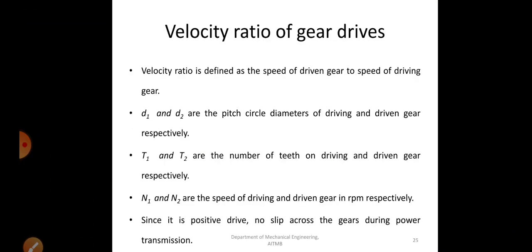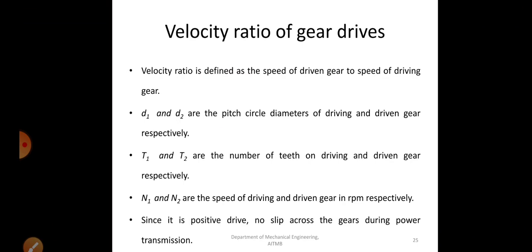Now next is velocity ratio of gear drives. So what is this velocity ratio? Velocity ratio is defined as the speed of driven gear to the speed of driving gear. As we know, we have two gears, one called the driver, the other the driven. So it is nothing but the ratio of the speed of driven gear to the speed of driving gear.